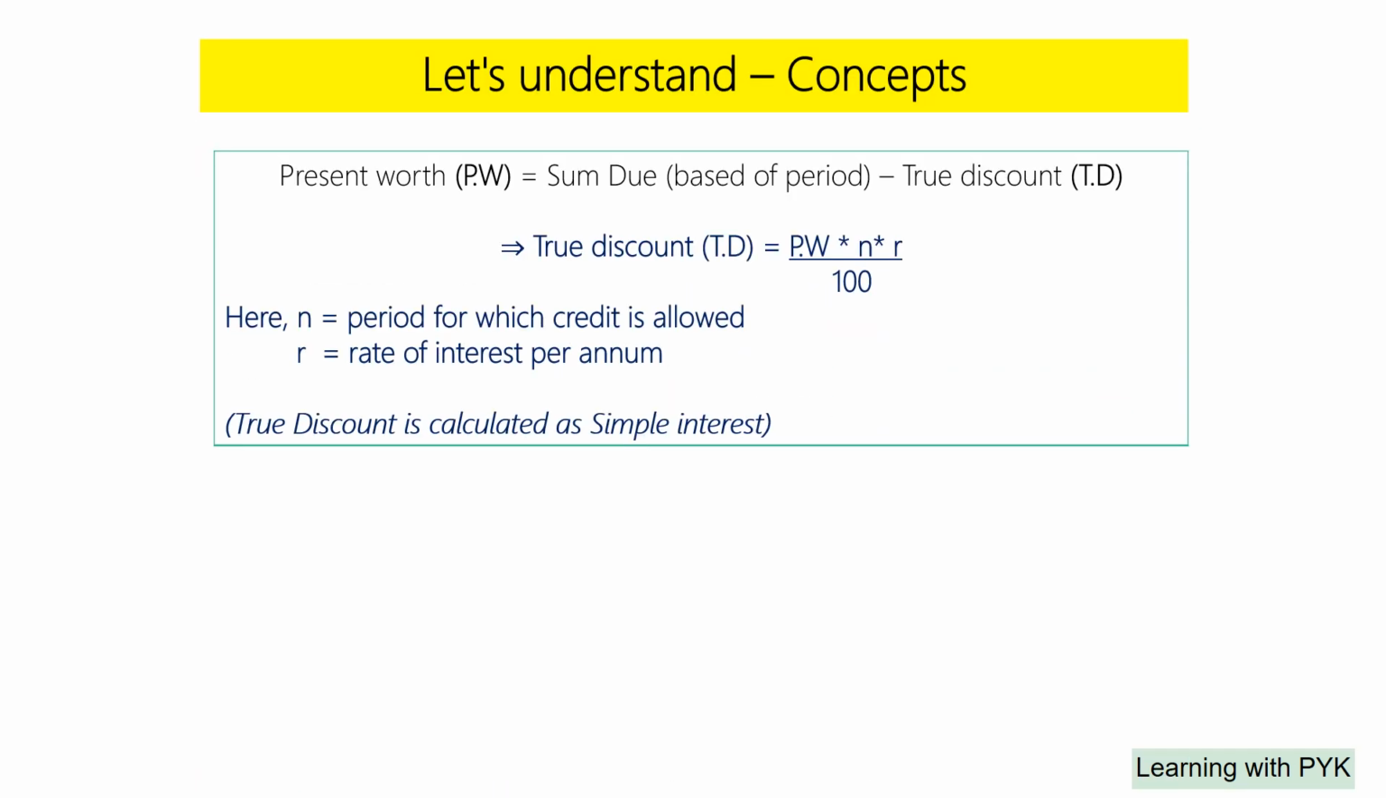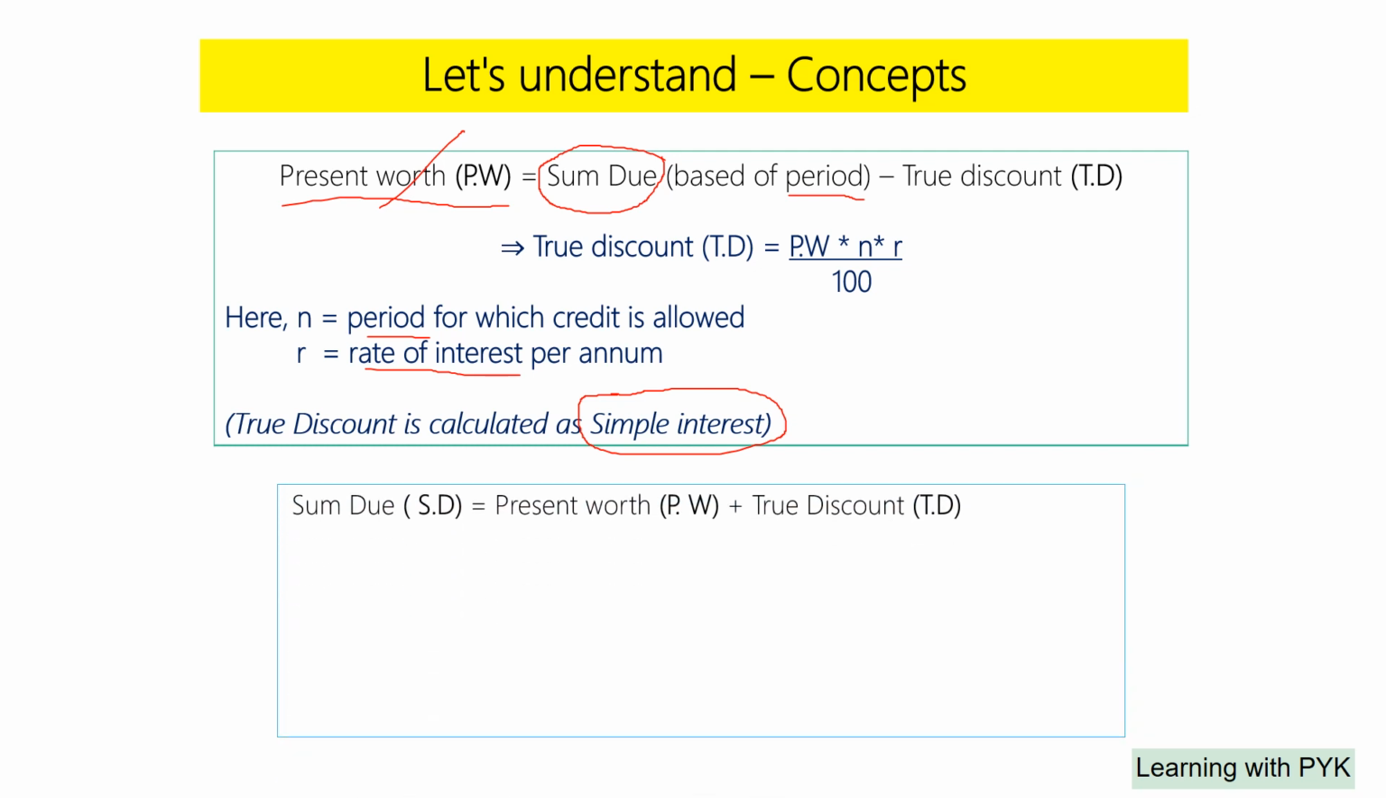Let's start by understanding a few concepts: present worth, sum due and true discount. Present worth is the worth of an item or a service as on date. Sum due would be the value of an item due based on a certain period, maybe a credit period, less the true discount. True discount is calculated as simple interest on PW, that is the present worth. So true discount is calculated as present worth multiplied by n, the period, multiplied by r, the rate of interest, divided by 100.